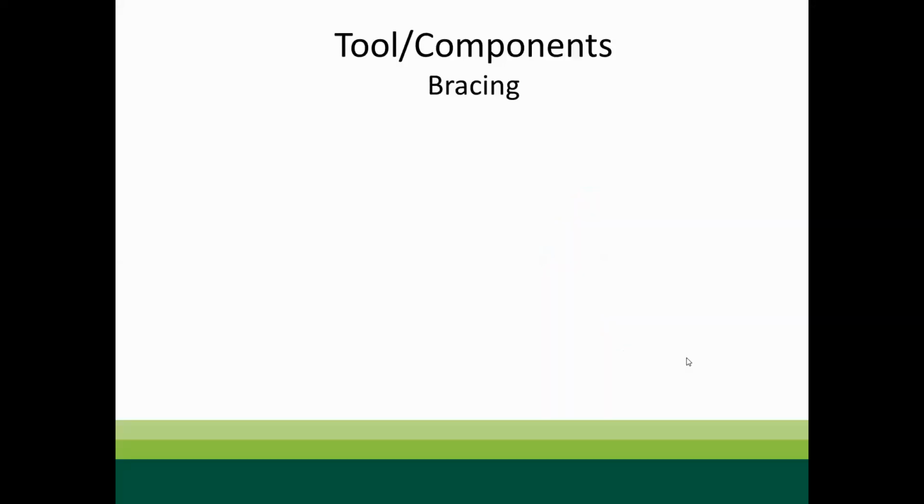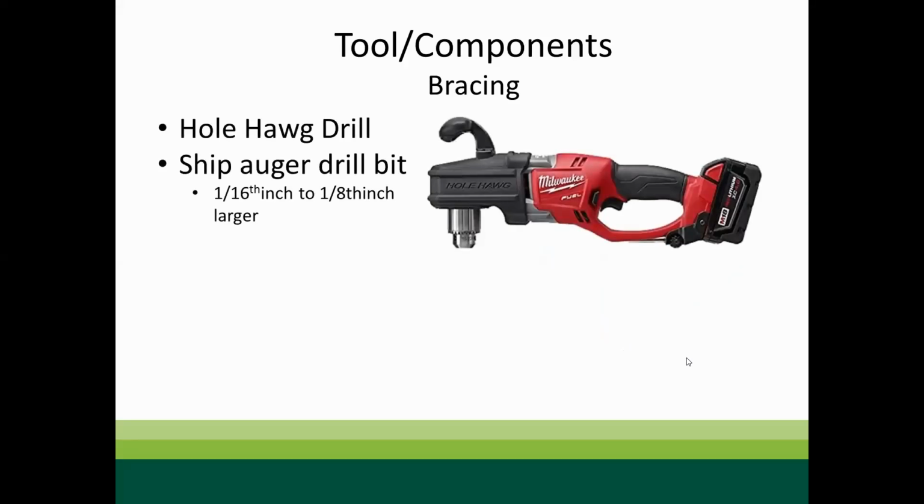So tools and components for our bracing. The tools we need are a whole hog drill and a ship auger drill bit. The drill bit needs to be 1/16 of an inch to 1/8 of an inch larger than the rod we are installing. We only use through bolt bracing. We don't do tree rods, threaded. So we use machine threaded rods, so they need to be larger, so they slide right through.